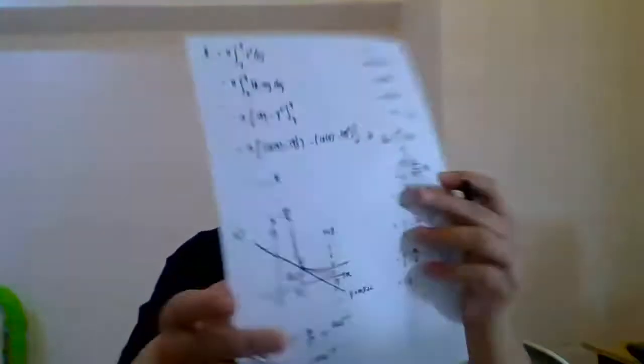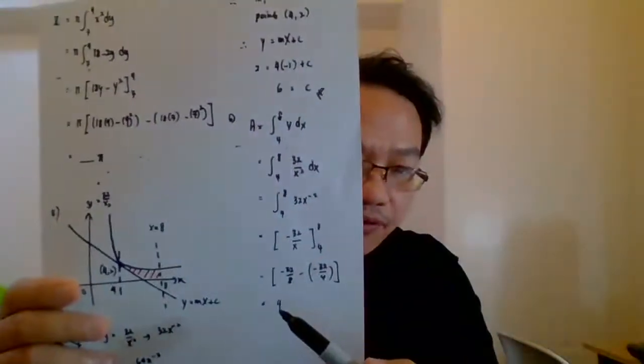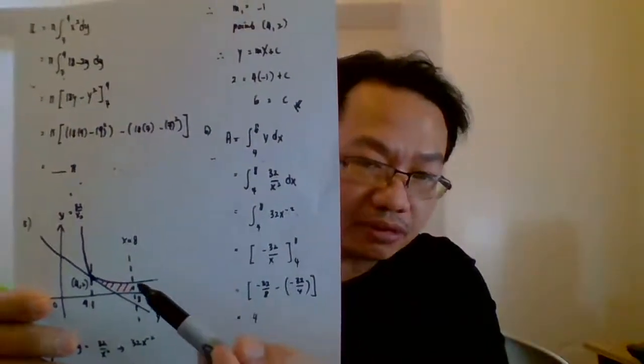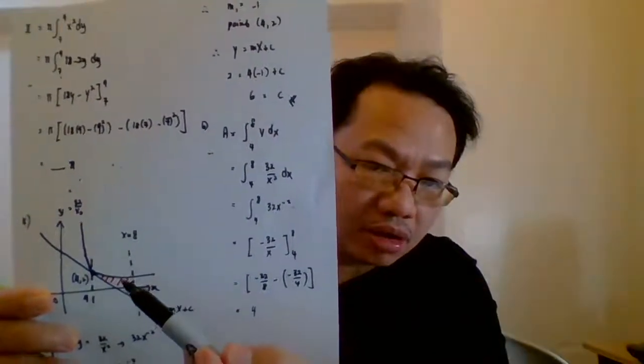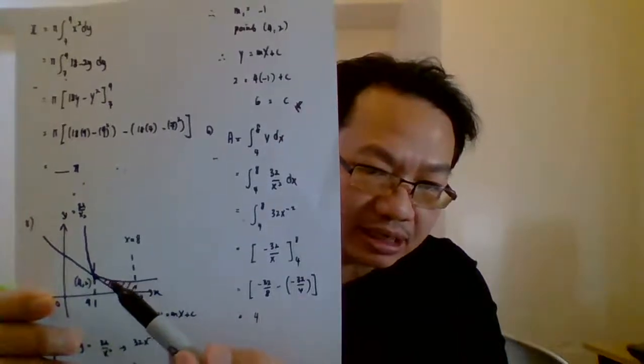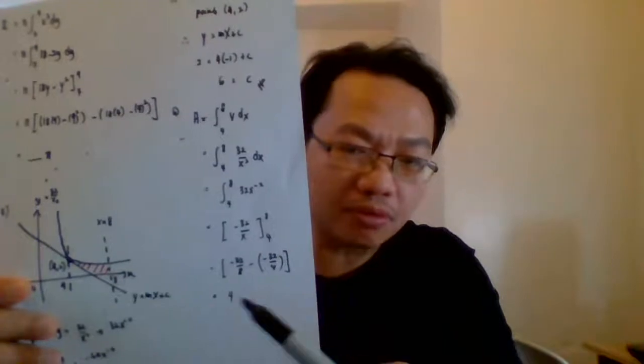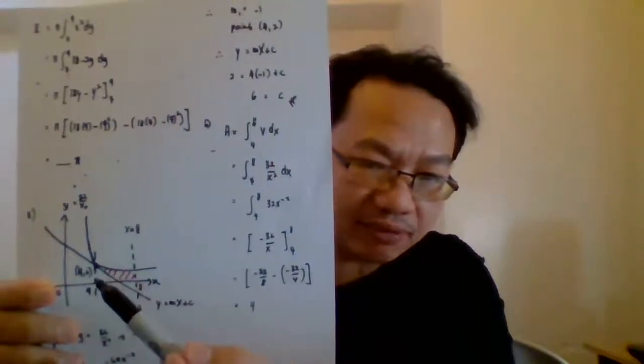So we calculate 32 divided by 8 minus negative 32 over 4. So the final answer is 4. Okay, the answer 4 includes both shaded and unshaded combined, which equals 4. We just want the shaded. So what we need to do is find the area of this right angle triangle here.